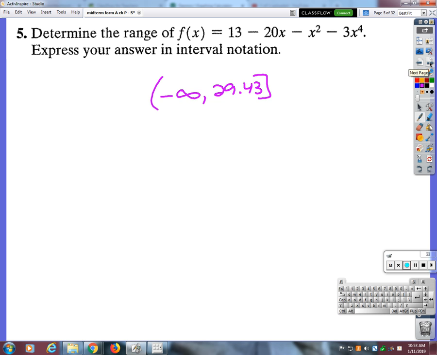Like Will said, we'll never get here, so it's just negative infinity, but that does reach 29.43, so that's a square bracket.